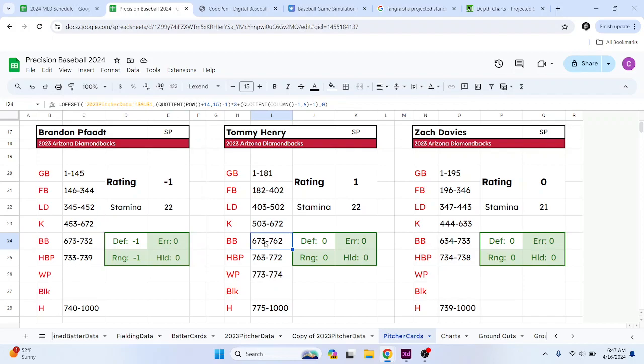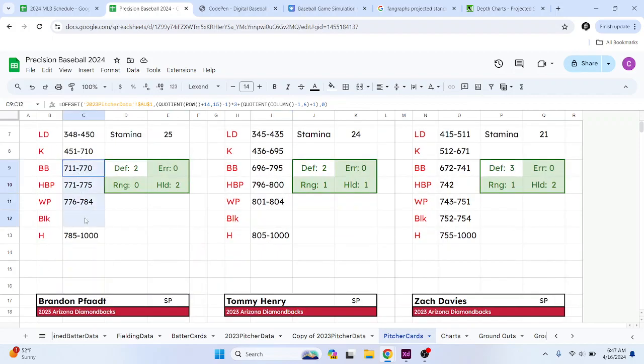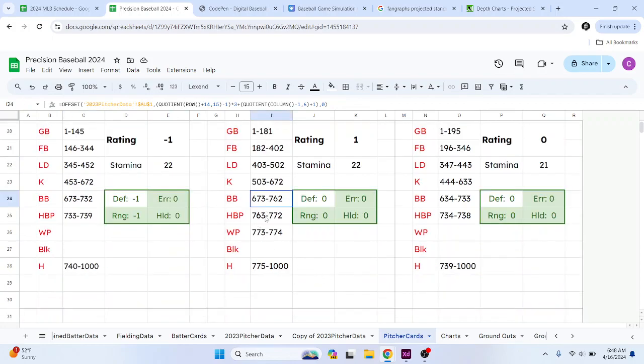So it's harder to get a good thing to happen off of Zach Gallen's card because you have to roll higher. There's less distance between this number and this number than there is between this number and this number. So just trying to think about how this actually works in reality. How do you reflect this pitcher is better and this hitter is better?